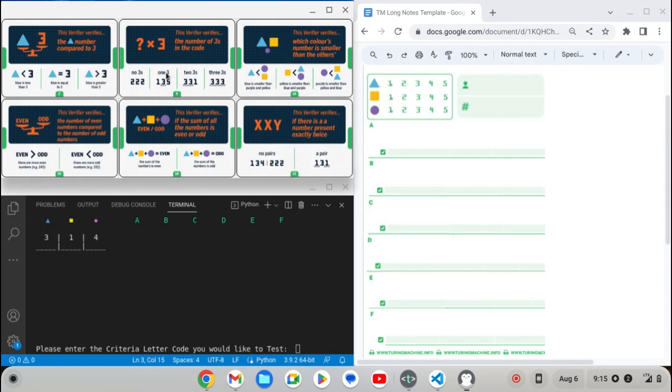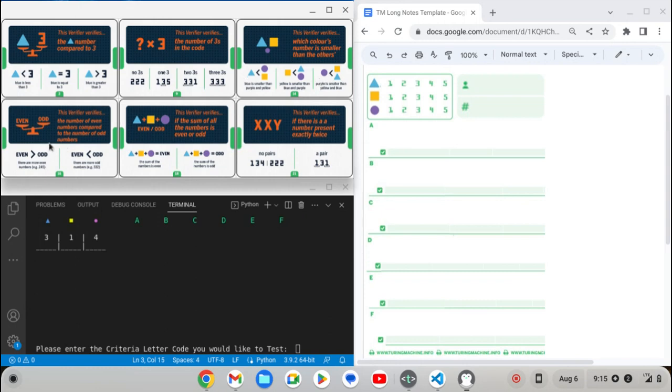Criteria card B looks at the 3-digit solution and will let us know how many of those digits are 3. Are there no 3s? Is there a single 3? Perhaps 2? Maybe even all 3 are 3. Criteria card C looks at our 3 digits, triangle, square, and circle, and will let us know which is the absolute smallest among the 3. Should triangle be the smallest? Should square be the smallest? Or should circle be the smallest?